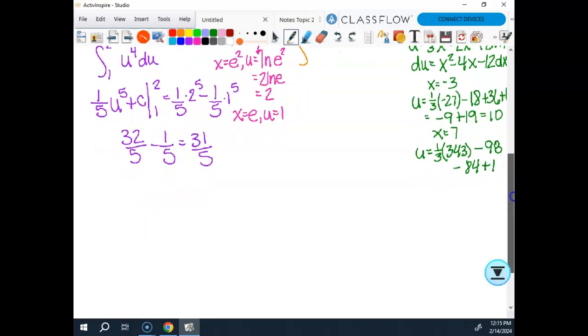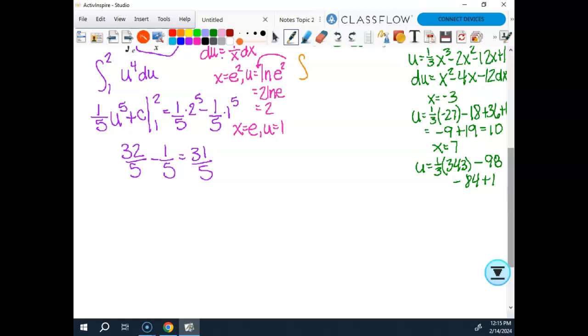I don't know why this is so yucky. Okay, so negative 98 and a negative 84, that's going to be a negative 182. Yes. Okay. And then plus 1, it's a negative 181. Yes? Okay, so this is equal to 343 over 3 minus 181. That's what we decided.